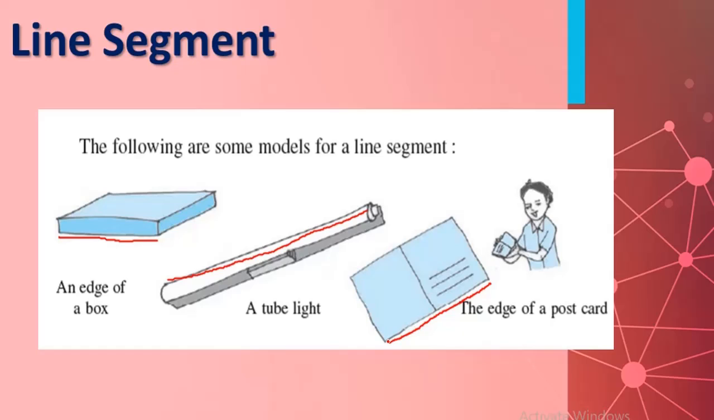Because these are straight lines, in fact, I'm not able to draw a straight line here, but in the figures you can see this figure is a straight line. If you find the tube light at your home, these all are straight lines. So this is also one of the examples of line segment.